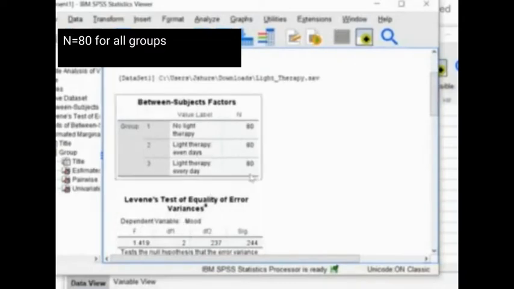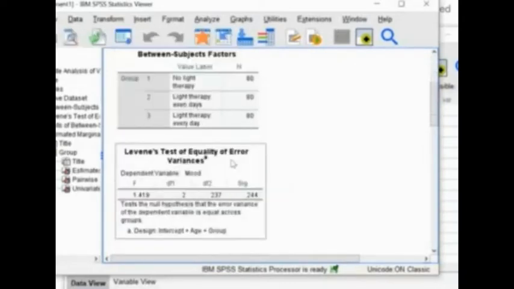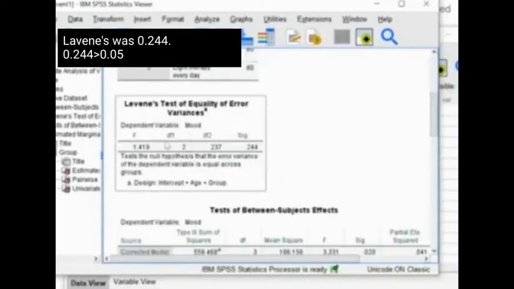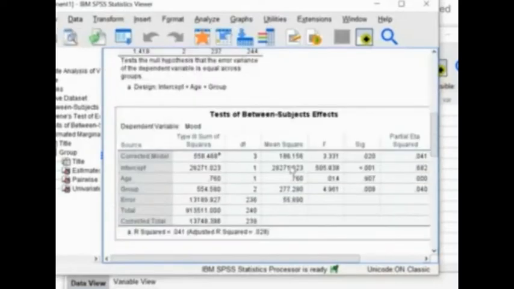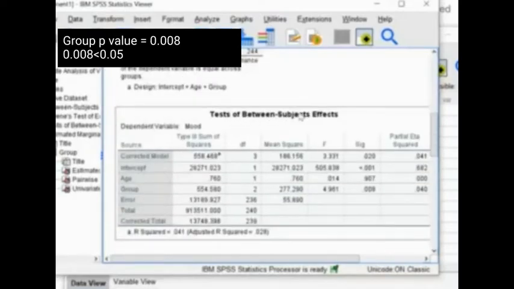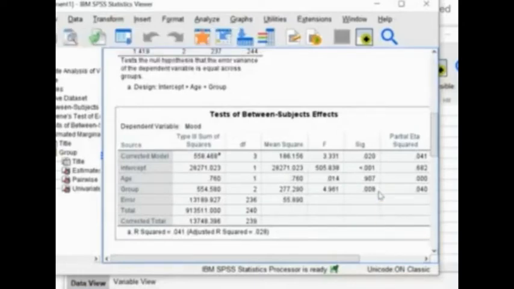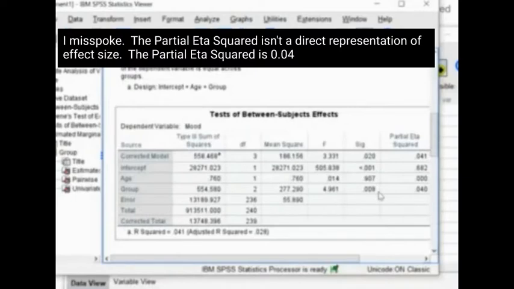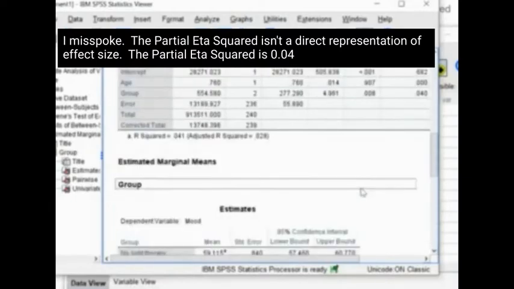And I see here that there's 80 participants from each group, so that's pretty even there. Of course, on our Levene's test, we're good. We've got no significant problem there. And so I'm going to come down here and look at my group on the test of between subjects effects. I see that the significance factor is 0.008. That means we're going to reject the null hypothesis that there is no difference in light therapy and assume that there is a difference in light therapy. Now I can come over beside that and see that my effect size for this is 0.04, and we'll talk about what that means in a minute.